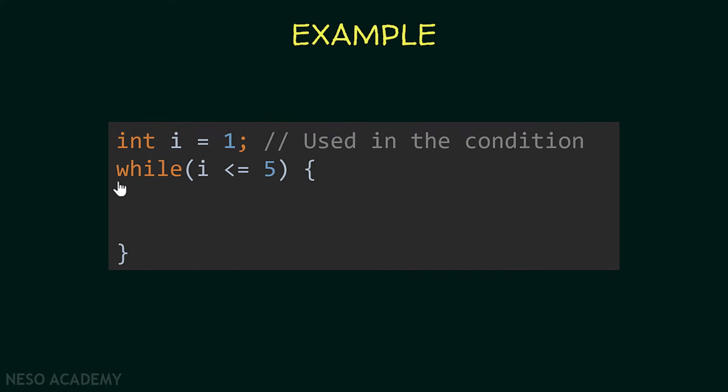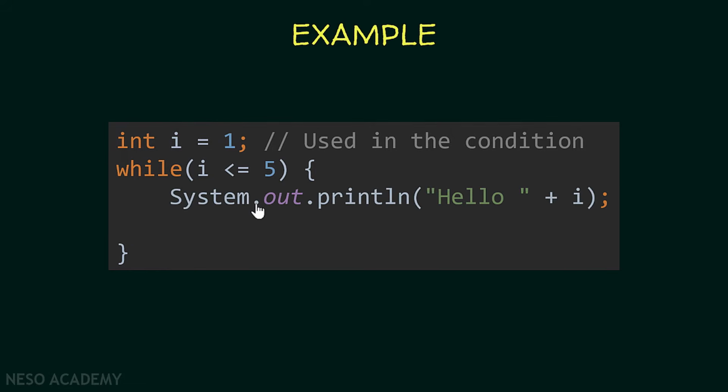So now when we are executing the while loop, we are going to test if this condition is true or false. In this case, as you can see, I is equal to 1. So 1 less than or equal to 5 is true, right? So we are going to execute the body of the while loop. And in this case, we are printing hello plus I. And after that, we are incrementing I.